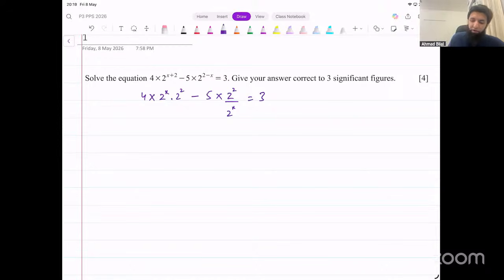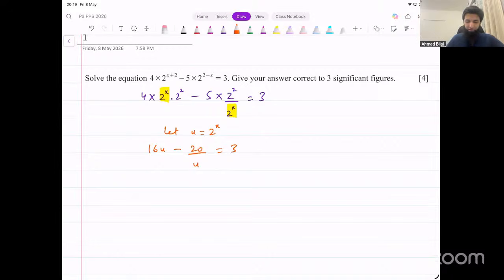Now, 2 raised to power x is appearing here, 2 raised to power x is appearing here. What we can do is use a substitution. Let u equal 2 raised to power x, and then this equation becomes 4 into 2 squared, that's 4 times 4, which is 16, 16 times u, minus 5 into 4, which is 20, minus 20 over u, that is equal to 3. This is the equation that you now need to solve.